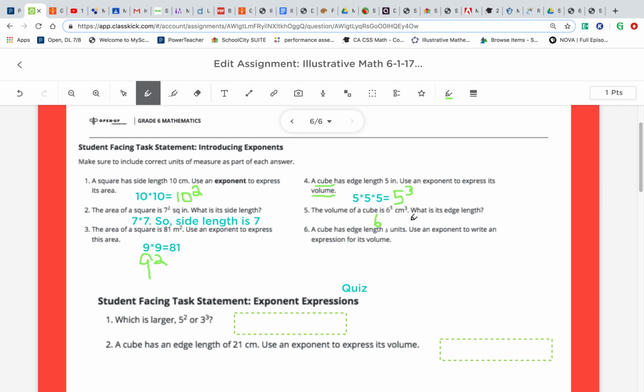And for number 6, a cube has edge length of s units. Use an exponent to write an expression for its volume. So once again, we don't know what s is, so we just have to leave it as s. But our volume, we know it's going to be length times width times height again, and because it's a cube, it's all going to be s. So it's going to be s times s times s. So that's going to be s to the power of 3. All right, good luck on the quiz.